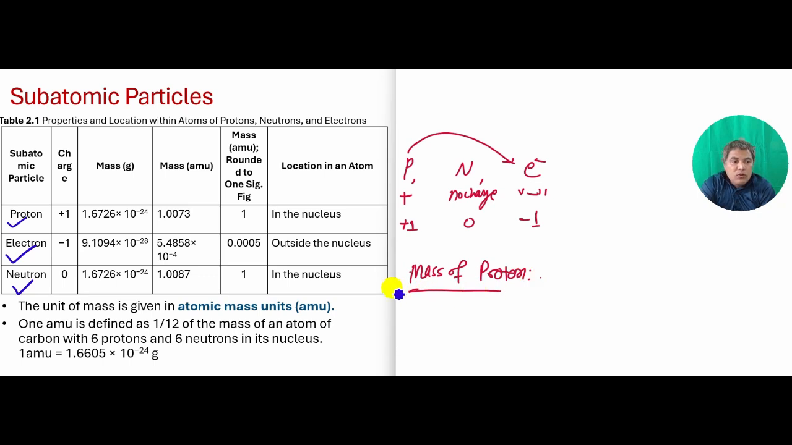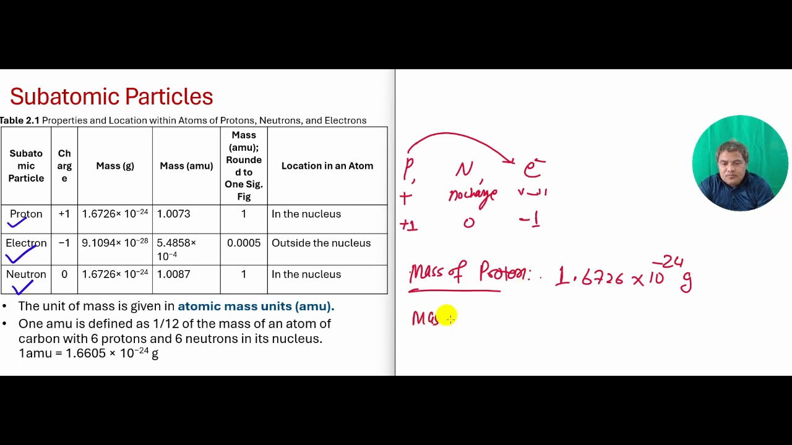Mass of a proton, look at that, how small it is in grams. The mass of one proton is how tiny, 1.6726 times 10 to the power minus 24 gram. Look at that, how small, right? Minus 24 gram. And this is the proton.